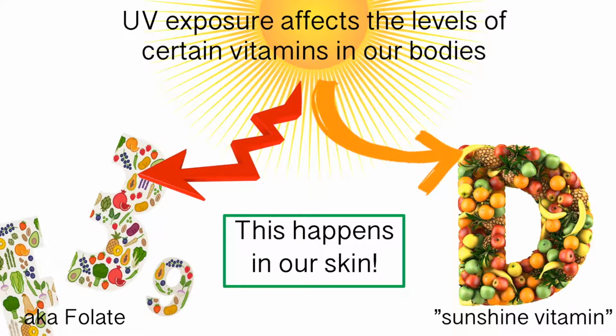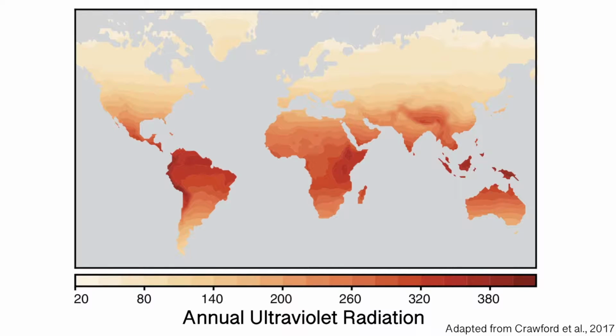Enough to synthesize plenty of vitamin D, but not so much that you're destroying your levels of folate. Thus, the sun is creating a selective pressure that could favor either more or less pigmentation depending on the amount of sunlight you're exposed to each day. Hopefully now you understand how the sun could create a selective pressure on the amount of melanin produced by the skin. However, to understand the evolution of skin color, we're still missing an important piece of the puzzle.